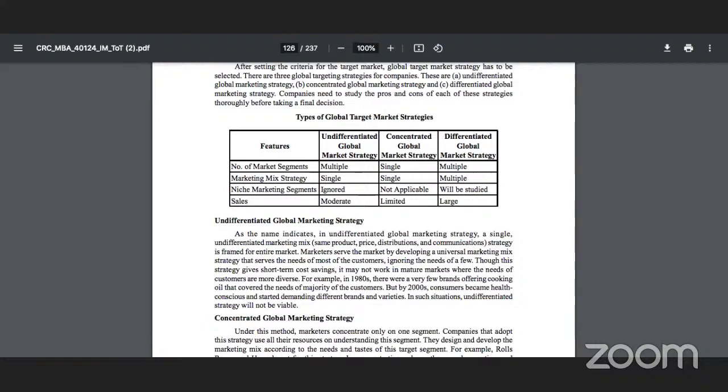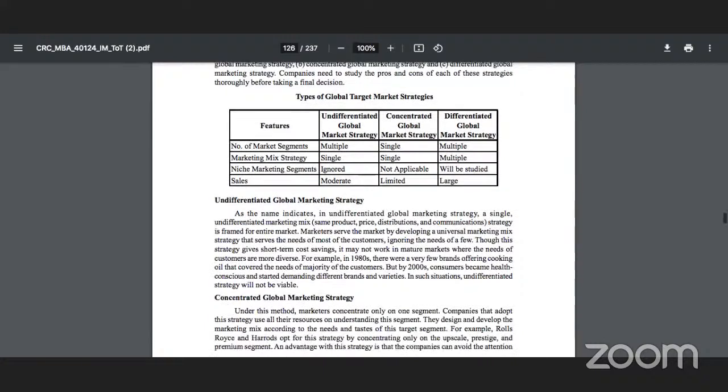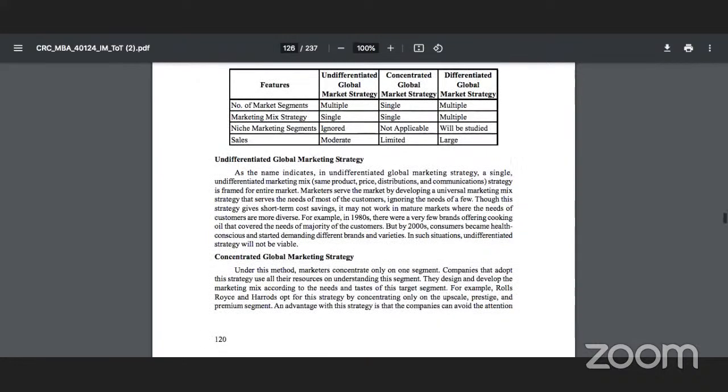And if we talk in terms of sales, in an undifferentiated global market strategy, it's moderate. In concentrated, it is limited because it is a small market. Whereas in a differentiated global market strategy, there is a higher opportunity for sales.